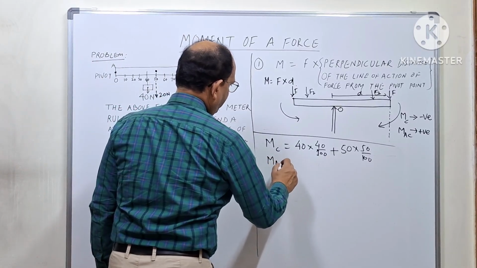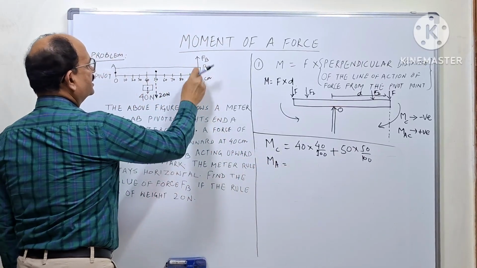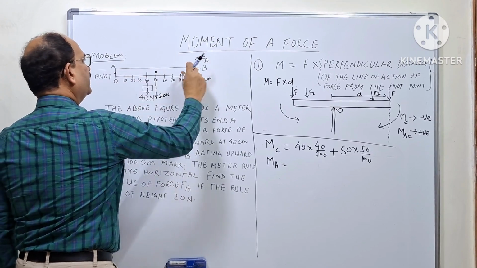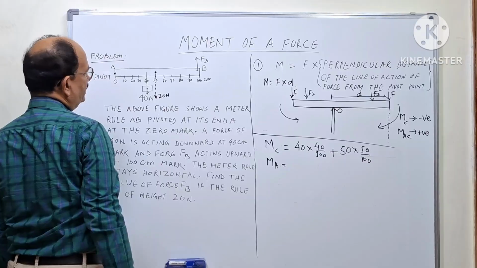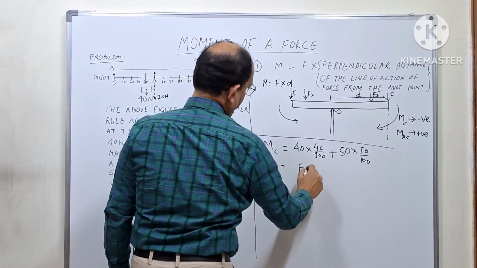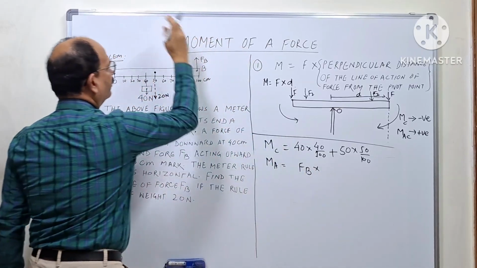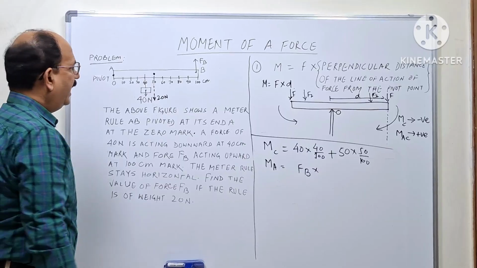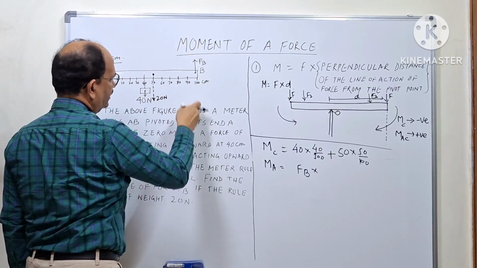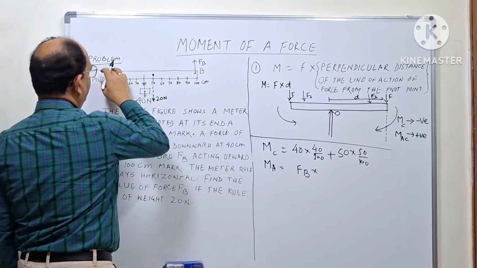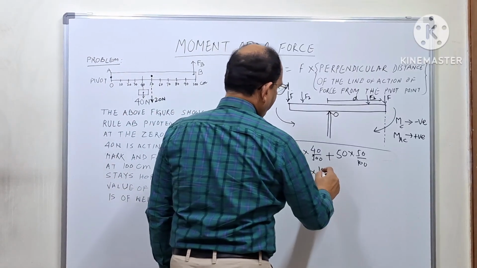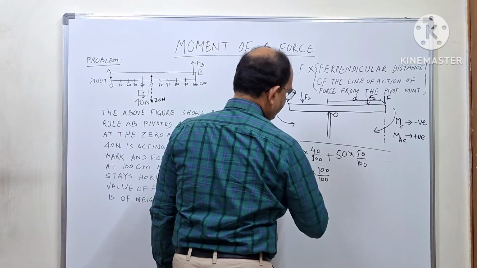So, anti-clockwise moment, this force is acting upward. So, it will try rotating this meter rule in the anti-clockwise direction. What is the magnitude of the force? FB, we do not know, but FB force is acting upward. And from the pivot point, what is the perpendicular distance of line of action of force? This is the line of action of force. Perpendicular distance is 100 centimeters. So this should be 100 divided by 100 meters.